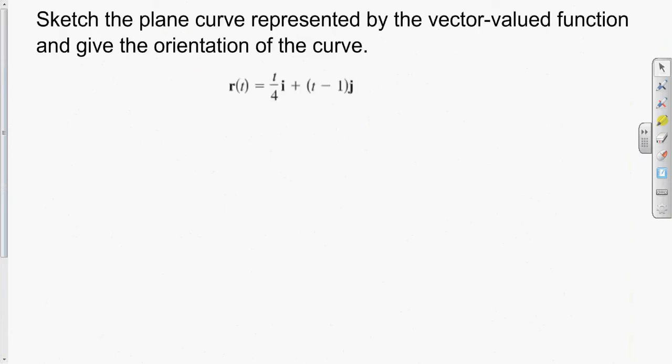Here, sketch the plane curve represented by the vector valued function and give the orientation of the curve. So what direction is the curve moving in? The curve will move in the direction of the value of t. T is set basically to represent time. So t will start from 0. T equals 0, t equals 1, t equals 2, t equals 3, and so on.